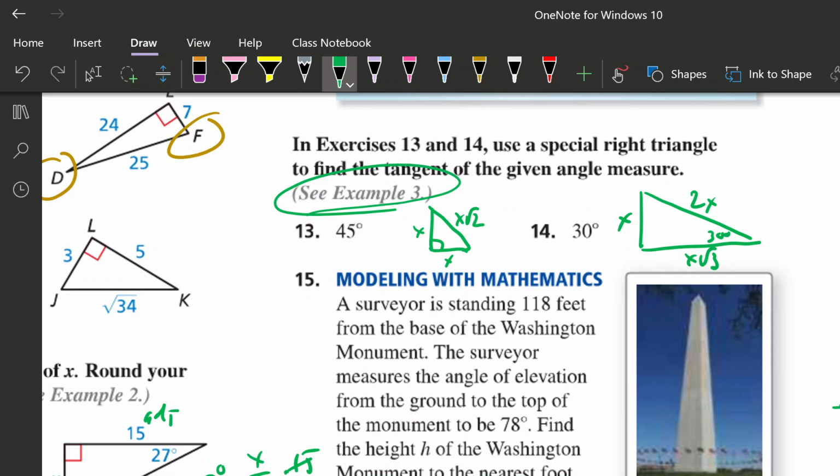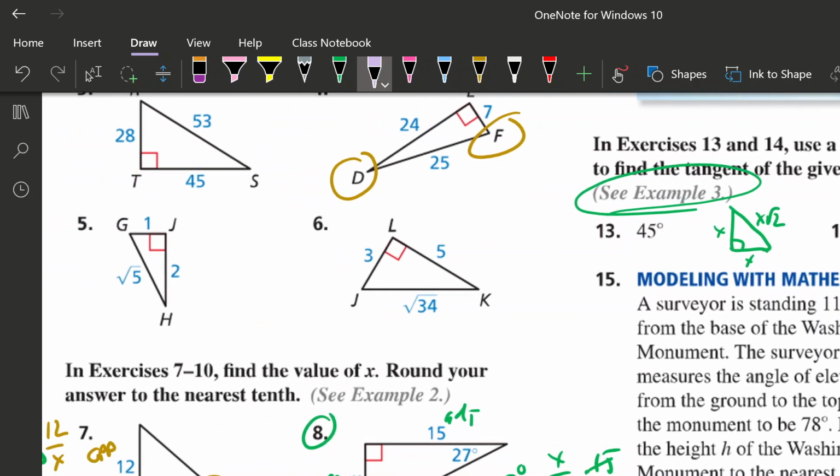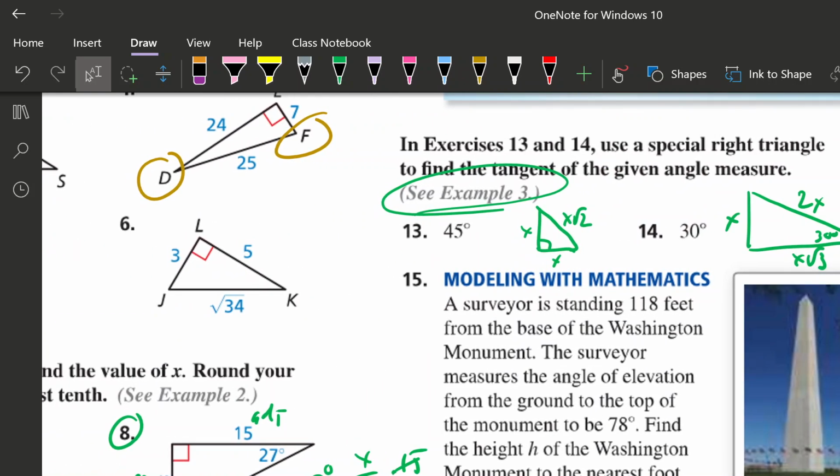This is the height I want to find there, and they tell us we're 118 feet from the base of the monument. So again, you're setting this up. Don't forget you've got opposite, you've got hypotenuse, not hypotenuse, sorry, adjacent right there, that's adjacent to the 78. Tangent of 78 degrees equals 8 over 118. It's just like these earlier problems you did over here in 7, 8, 9, 10 now.